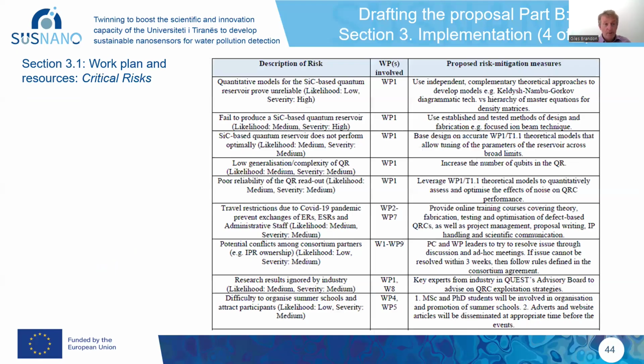Okay, still in section 3.1 on this work plan resources, the Commission requires us to describe the critical risks that your project might encounter. Now, again, on the right you see this table. This is a real example. This is a table that appeared in my QRC for ESP project proposal.